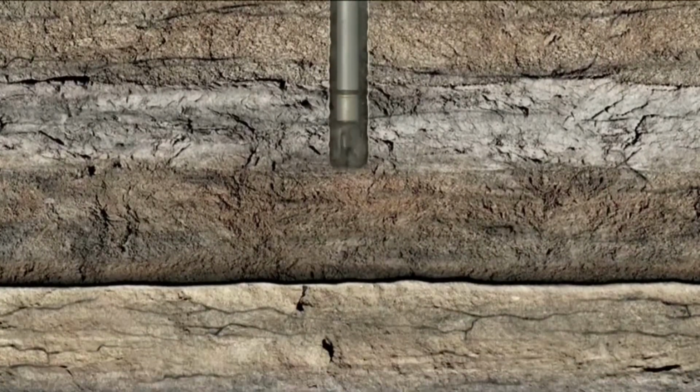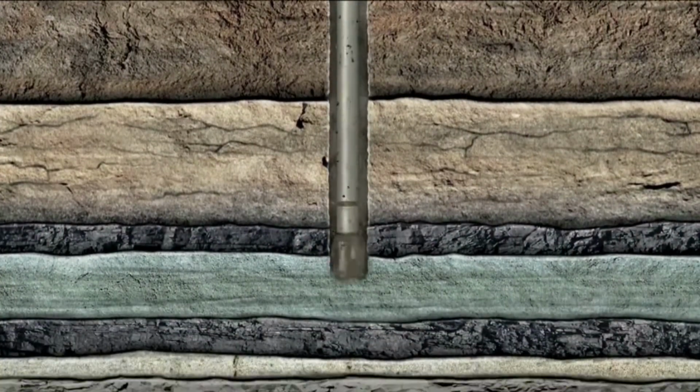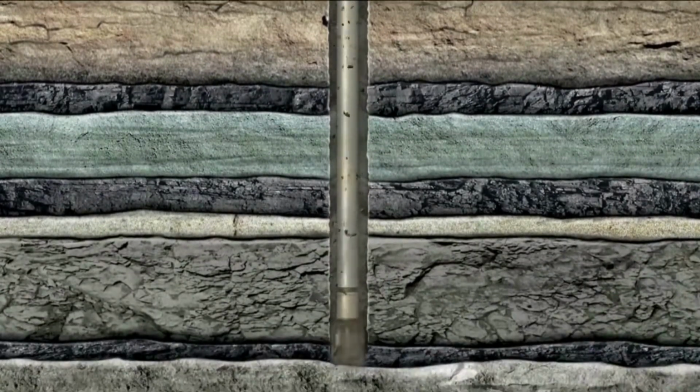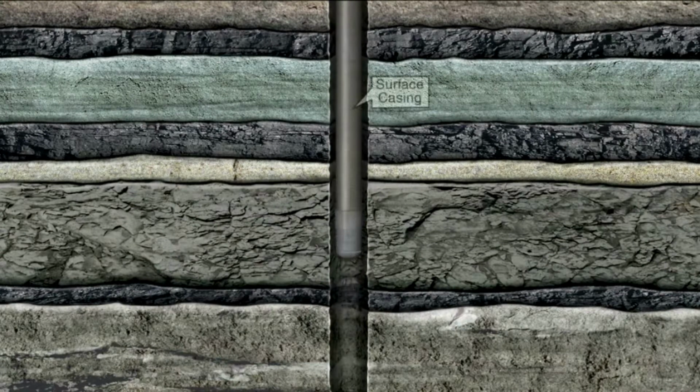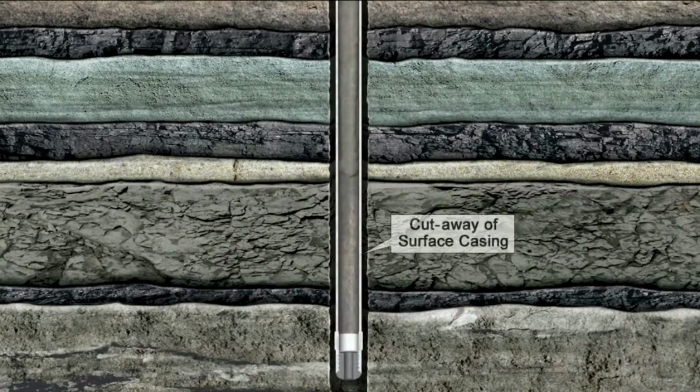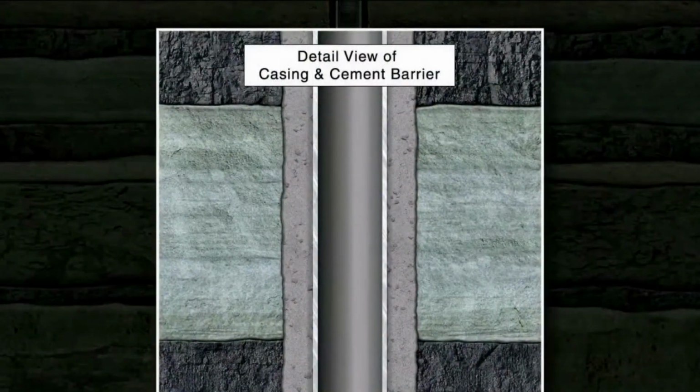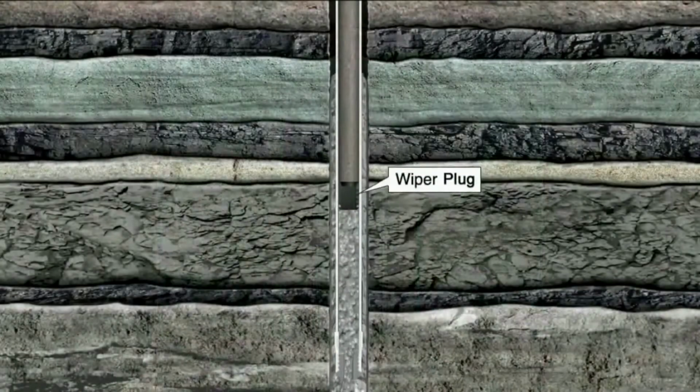The well is initially drilled to a designated distance below the deepest freshwater source near the surface. The pipe and bit are then removed and surface casing is inserted into the hole. The casing is then secured into place by pumping cement through the casing and through the shoe at the bottom of the hole. The cement barrier and steel casings prevent any contamination of the freshwater zones.